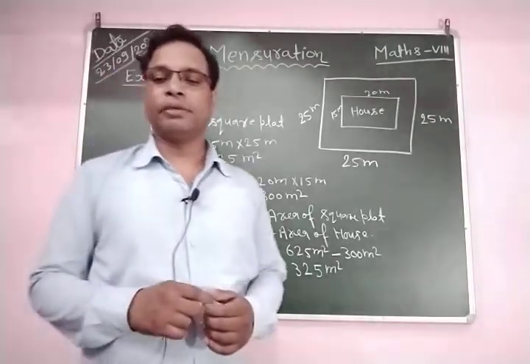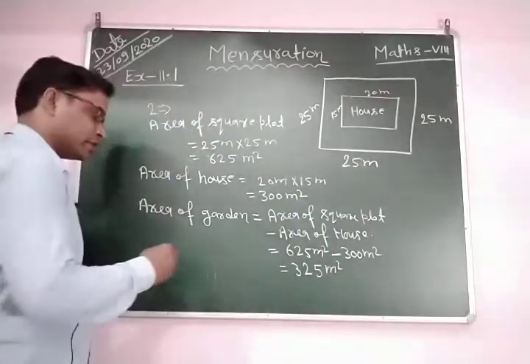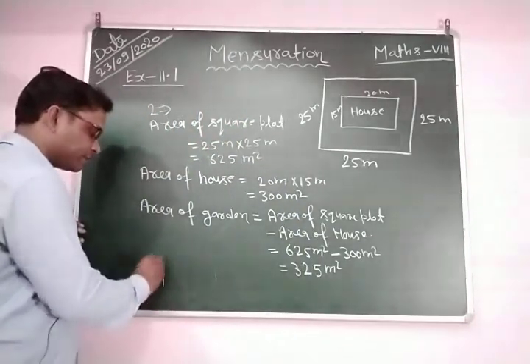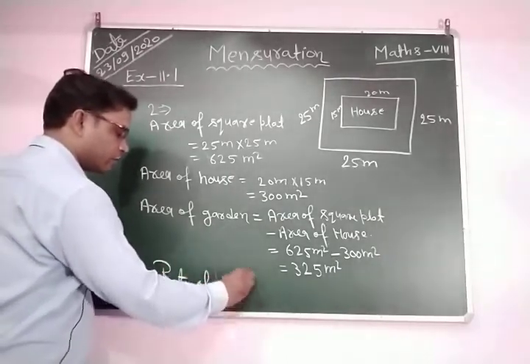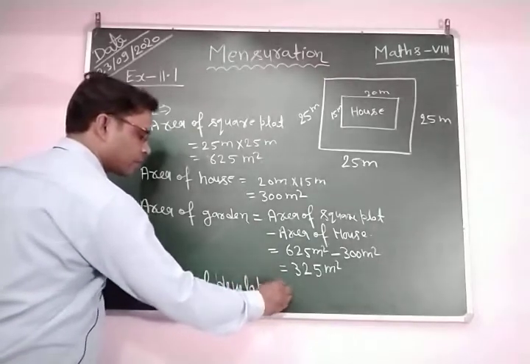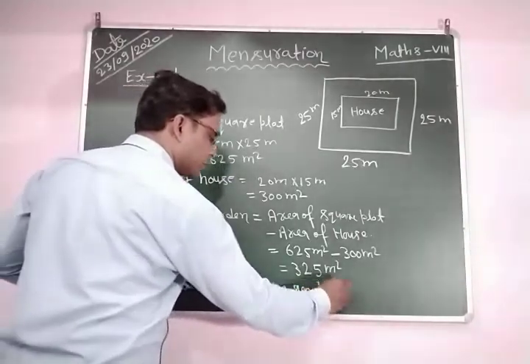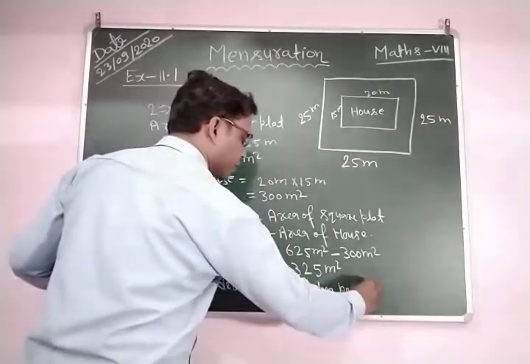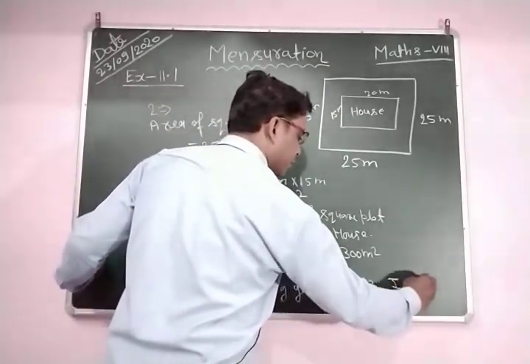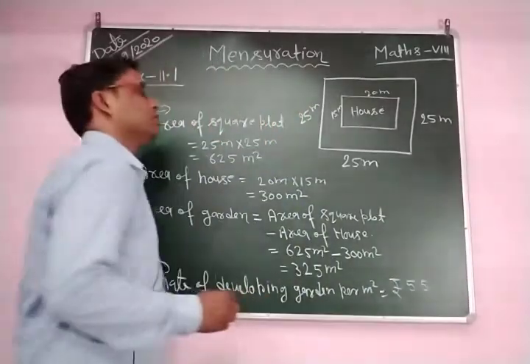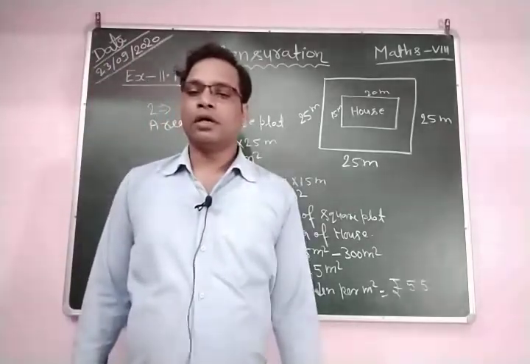Now we need to use the rate of developing the garden. This is given, rupees 55 per meter square. So here you can write, rate of developing garden per meter square is equal to rupees 55. Okay, so we need to find the total cost of developing the garden.